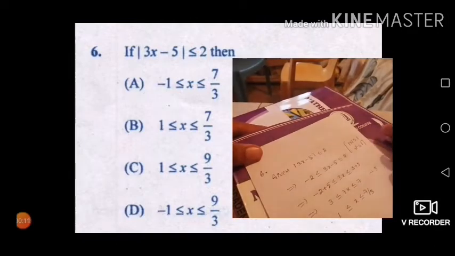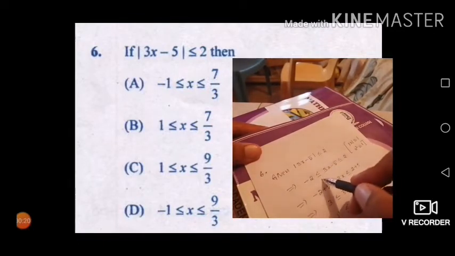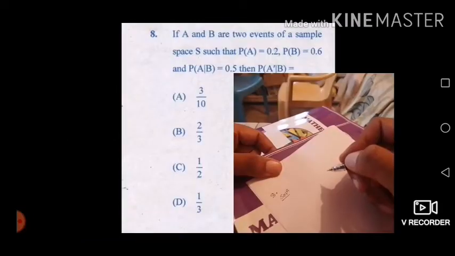Let's check the solution. Given 3x minus 5 less than or equal to 2, according to the linear inequalities rule, when we have a mod function, this can be written as minus 2 less than or equal to 3x minus 5 less than or equal to 2.